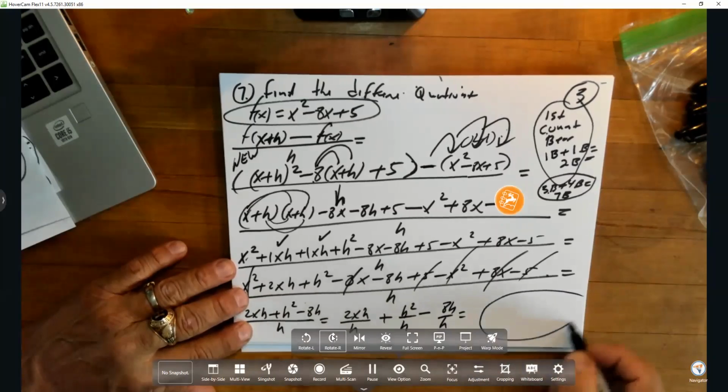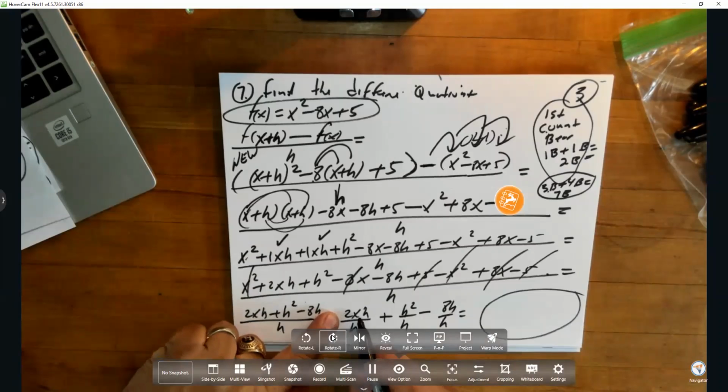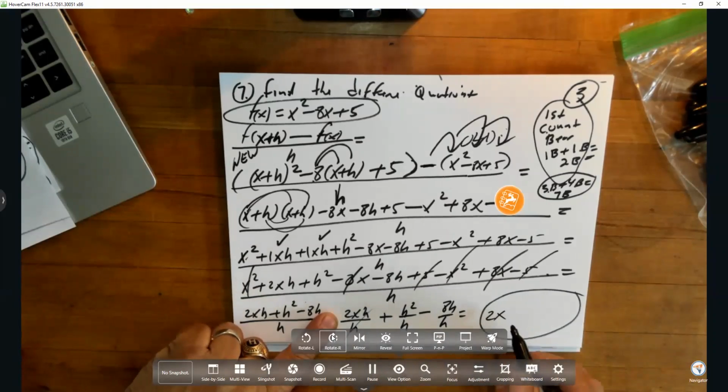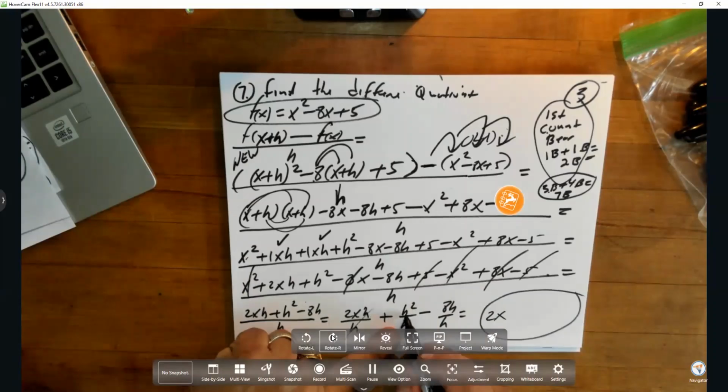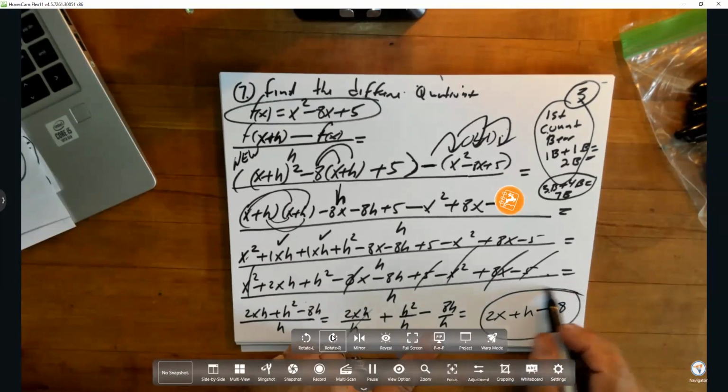So now, can h divide 2xh? This one right here? What's going to be left over? 2x. Exactly. And can h divide h squared up here? What's left over? h. And can h divide negative 8h? What's left over? Negative 8. So this is the answer right there.